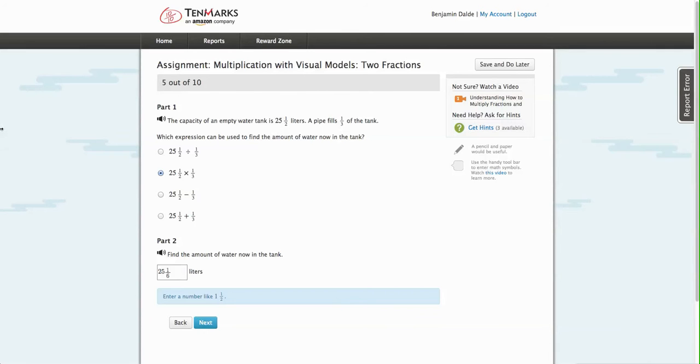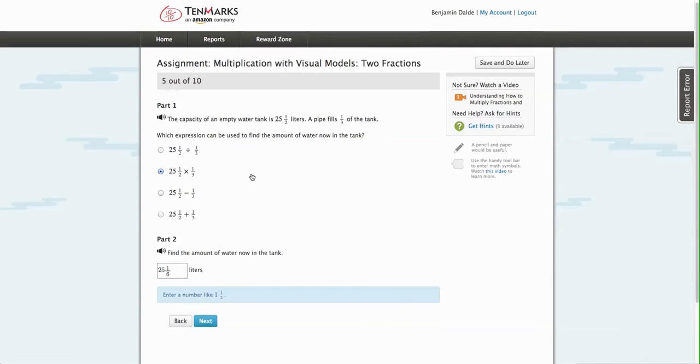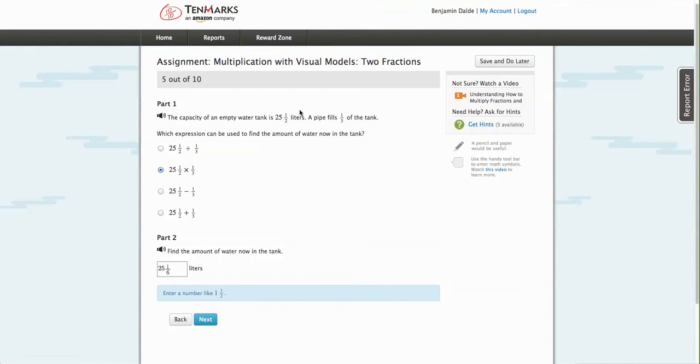So you have an empty tank that can hold 25 1/2 liters, and you only want to figure out how much is a third of it. So you multiply it by 1/3. That's perfect. That's exactly what you want to do.